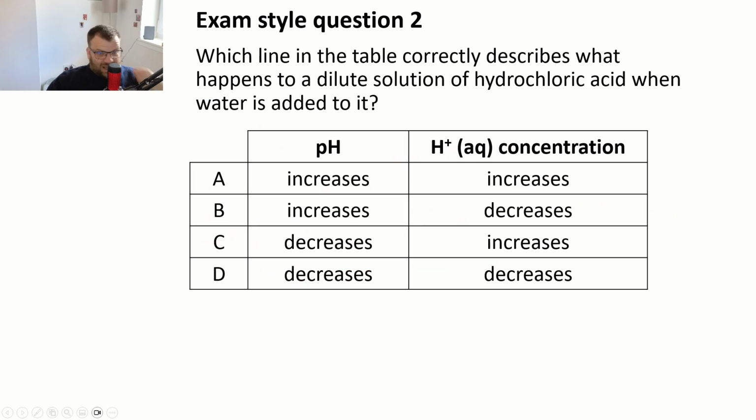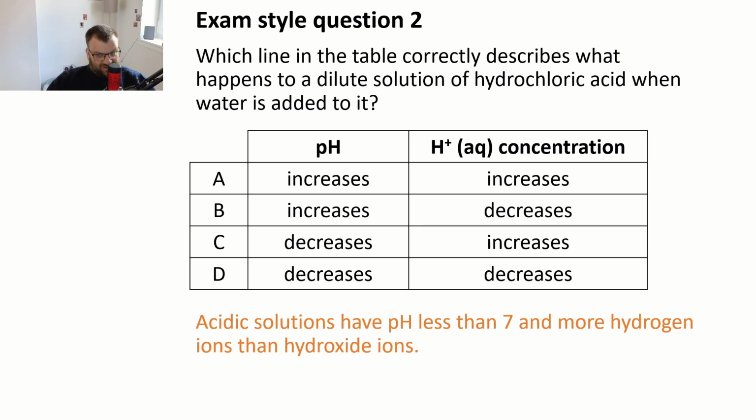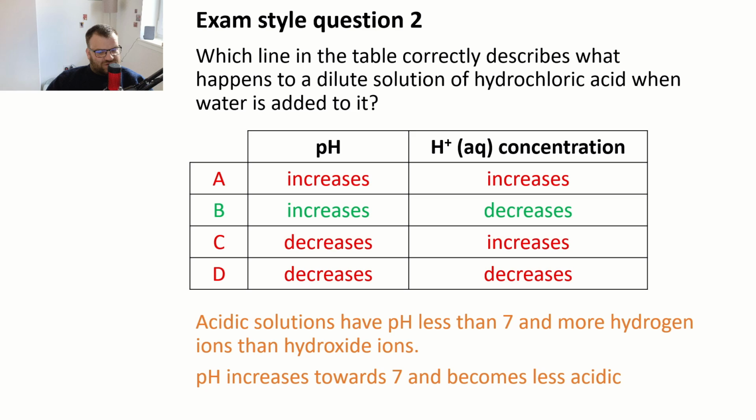In this question, we're asked to pick the line that describes what happens to the solution of hydrochloric acid when water is added to it. First thing we need to remember is that acidic solutions will have a pH less than 7. They have more H+, hydrogen ions, than hydroxide ions. When we add water to an acid, its pH is going to rise from somewhere below 7 towards 7, and it's going to become less acidic, so its concentration is going to decrease.